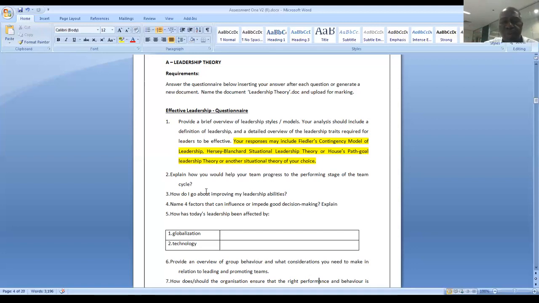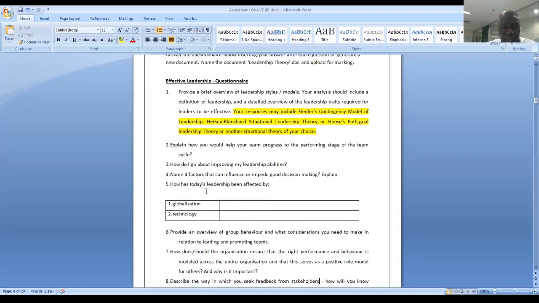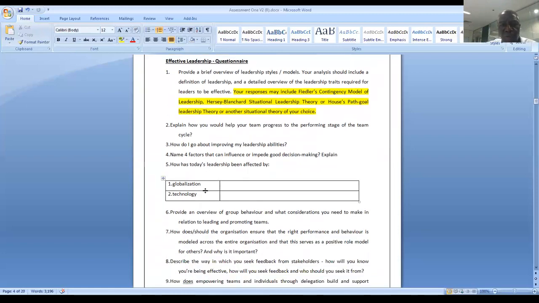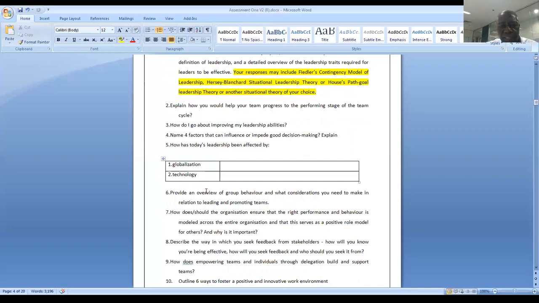So that's just part of a synopsis of what you might have to be looking at. And then you're going to say, provide an overview of group behavior, and what considerations you need to make in relation to leading and promoting teams. How does the organization ensure the right performance is modeled across the company? So you're going to look at group behavior. Here we're talking about groupthink. So look at things like groupthink, research that.